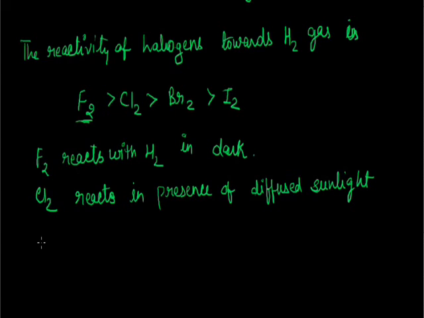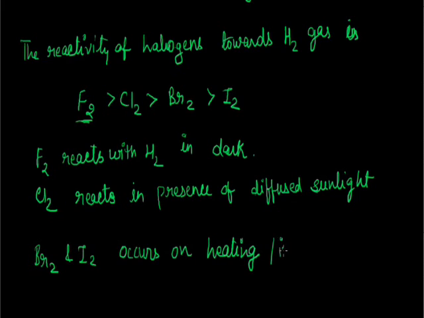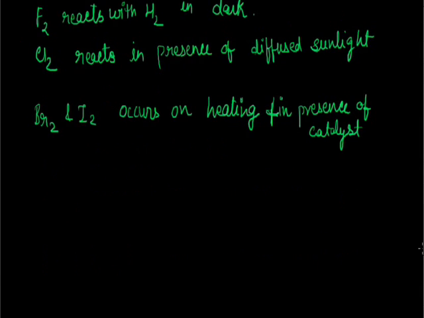But we know that the reactivity of bromine and iodine is less. So reaction with the bromine and iodine occurs on heat or in presence of catalyst. These are the reactions with the halogens.